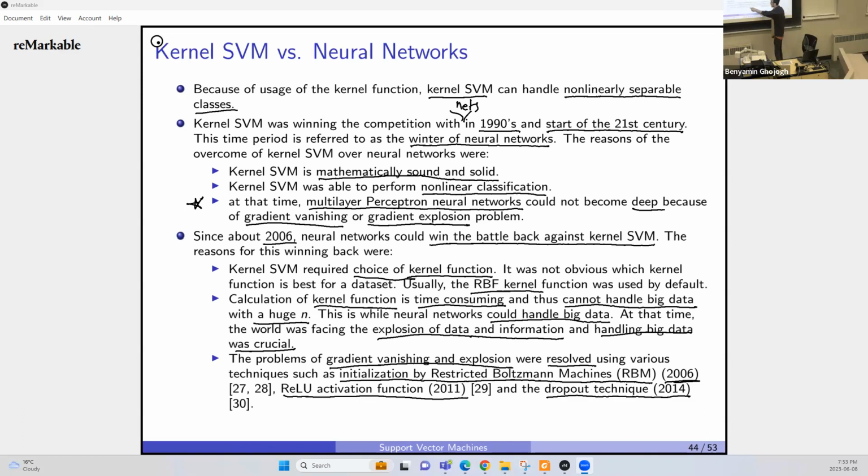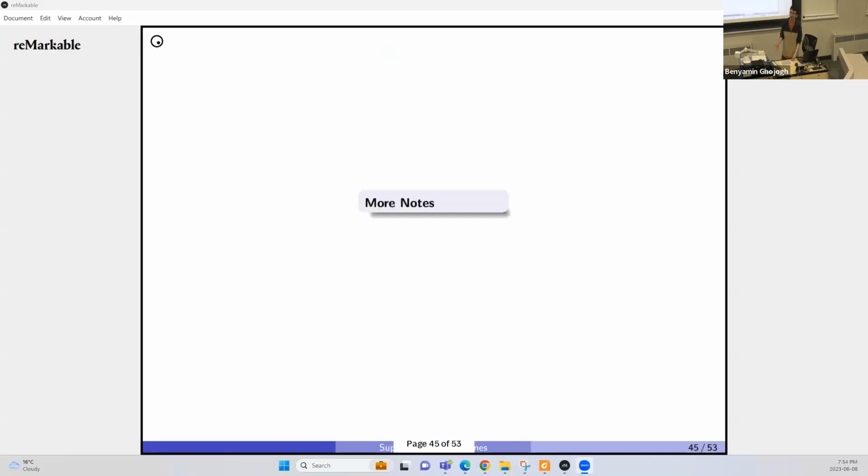One of them is proposed by Hinton's group. One of them was proposed by Bengio's group. Okay, so they resolved the issue of gradient vanishing and explosion. So finally, kernel SVM lost the battle, but still it's respectful because of its theory and mathematics.